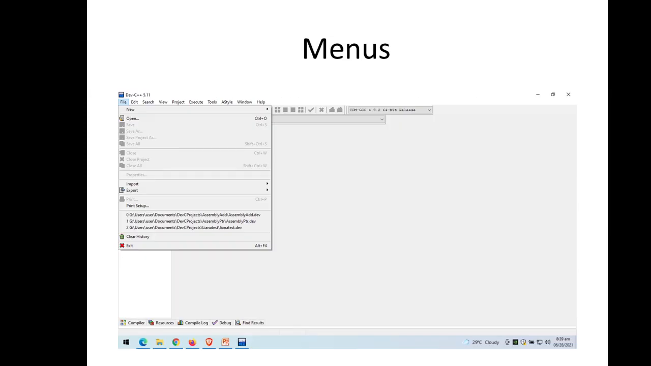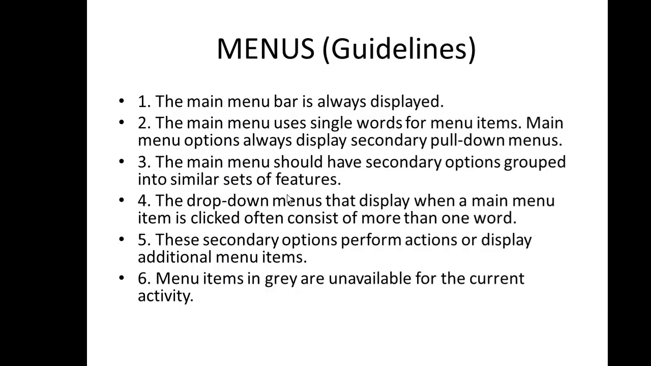So here's an example of an application using a menu interface. This is actually Dev-C++. So these are menus. We have here the main menu and we have here the secondary options. So, menu guidelines.